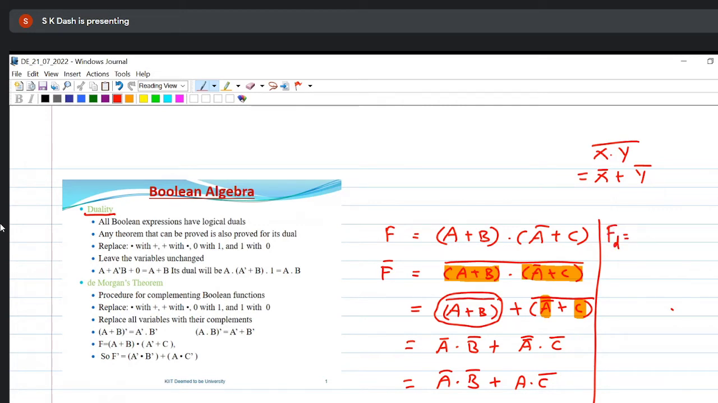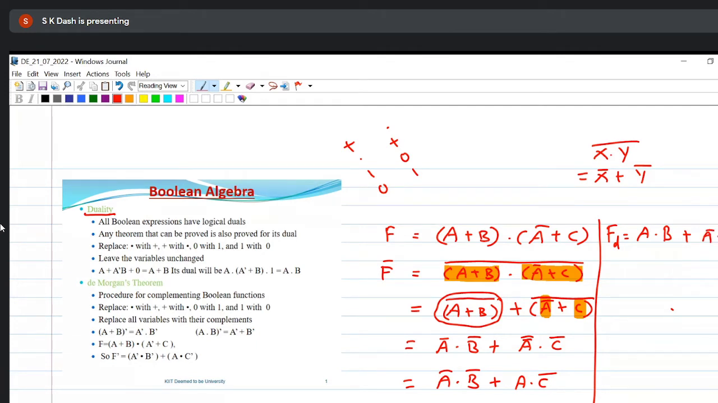What will be the dual? Dual is not that. Dual is only plus needs to be replaced with dot, dot needs to be replaced with plus, one with zero, zero with one. So the dual will be how much? (a plus b) dot (a bar plus c).